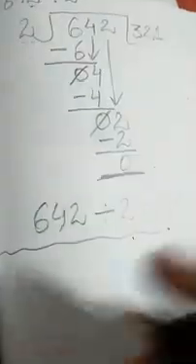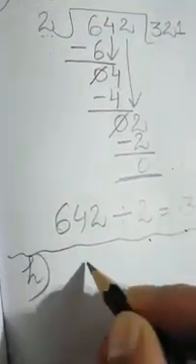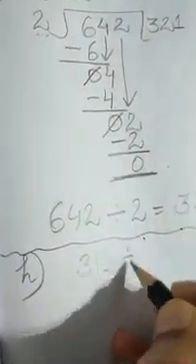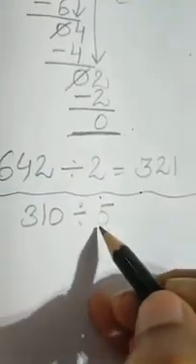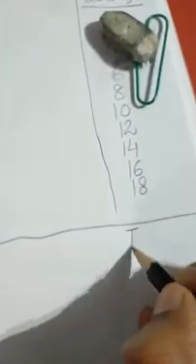What is there in H part? Statement is 310 divided by 5. Here we need to write the table of 5.